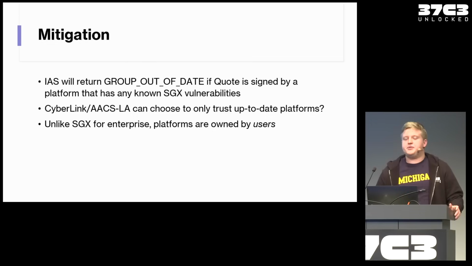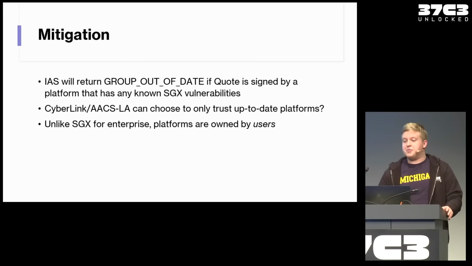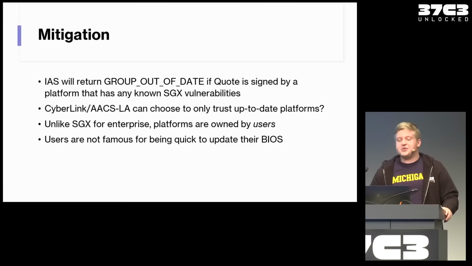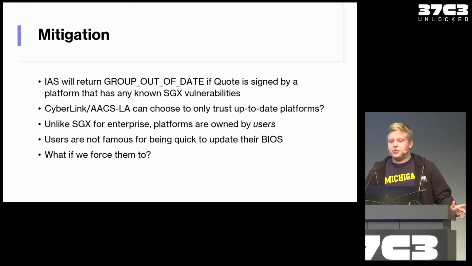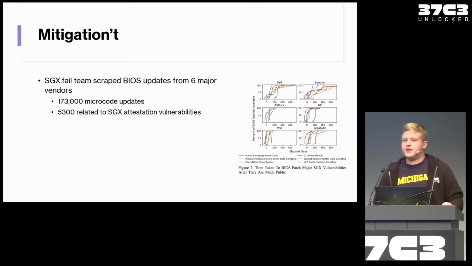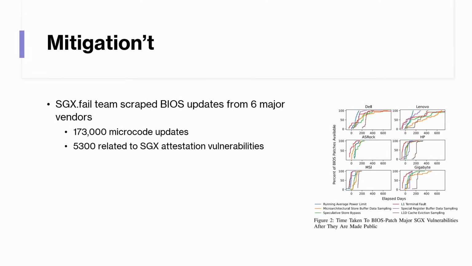See, unlike SGX used in enterprise applications, these platforms are owned by users. And users are not famous for being quick to update their BIOSes and microcode. But what if we just force them to? Well, some other members of the SGX.fail team scraped BIOS updates from 6 major vendors, ASRock, HP, MSI, Gigabyte, Lenovo, and Dell should be in there. Yeah. And among those, we found 173,000 microcode updates with about 5,300 related to SGX vulnerabilities that could undermine attestation.